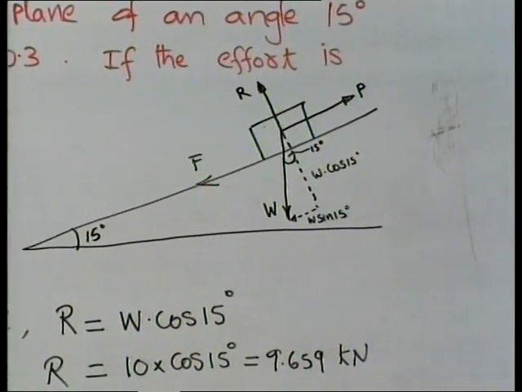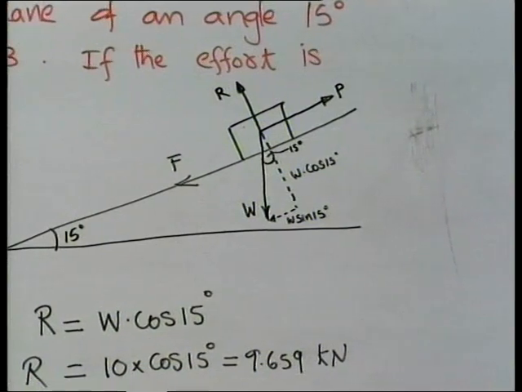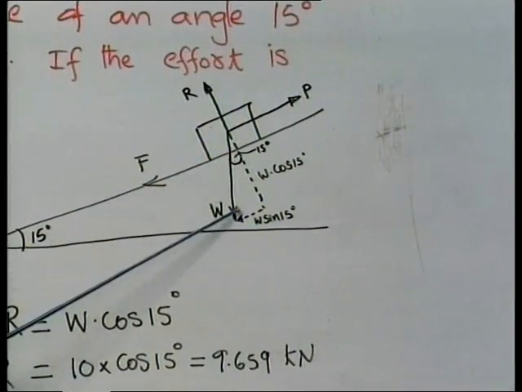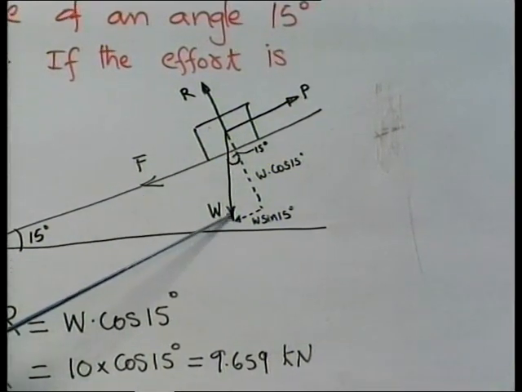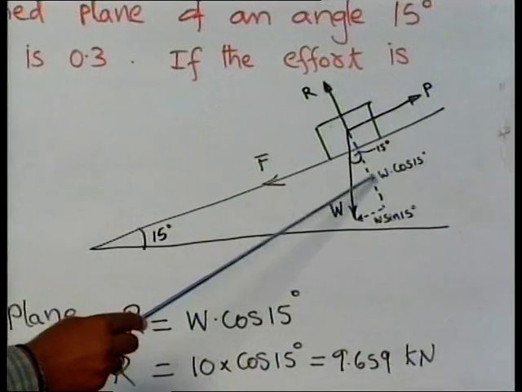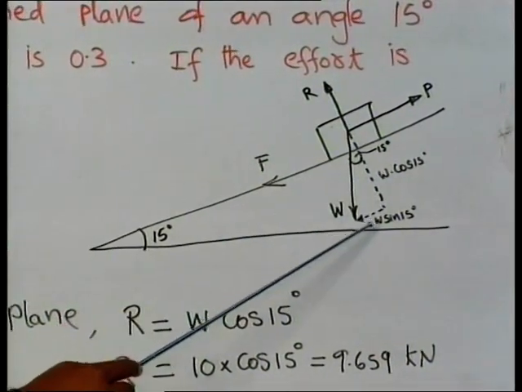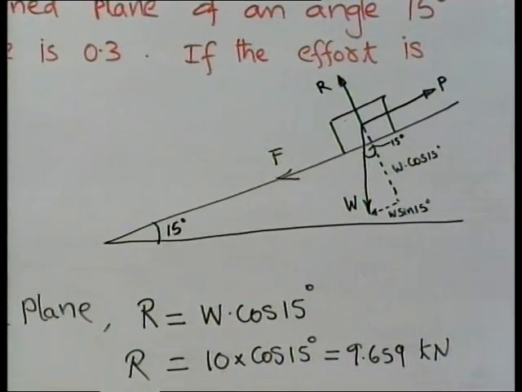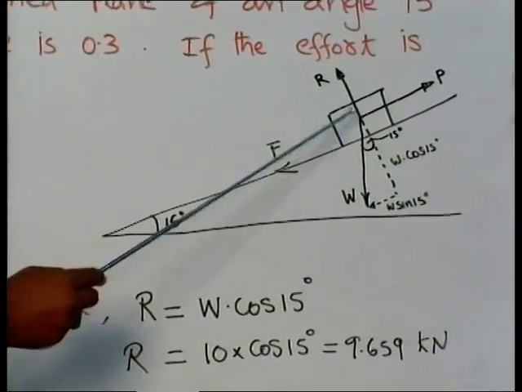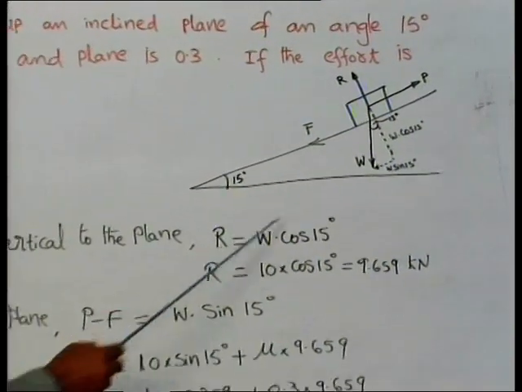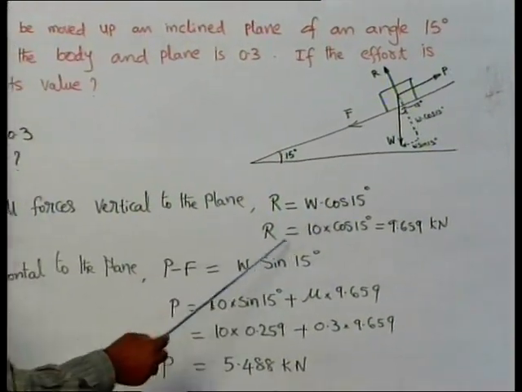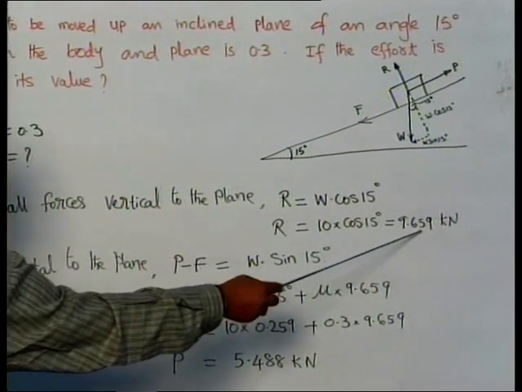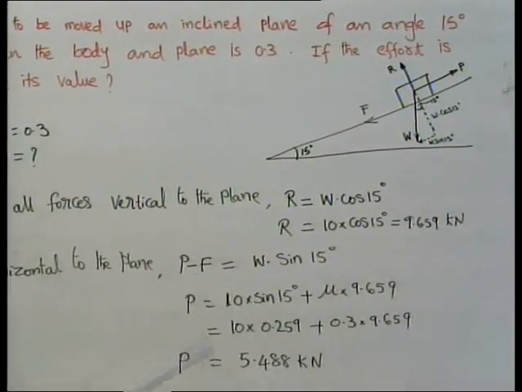For the equilibrium condition, various forces are acting on the body. We can resolve like this. This weight of the body W can be resolved into two components, that is W cos 15 and W sin 15. Resolving vertical to the plane, the normal force R is equal to W cos 15. W is equal to 10 kilonewton, therefore we get the value R as 9.659 kilonewton.